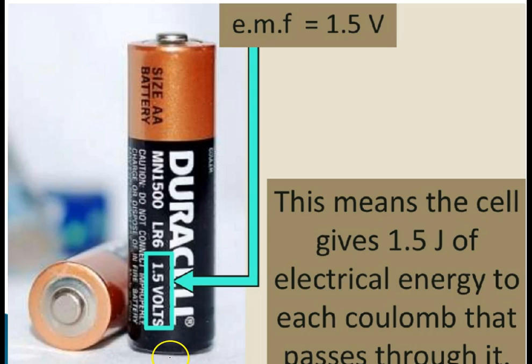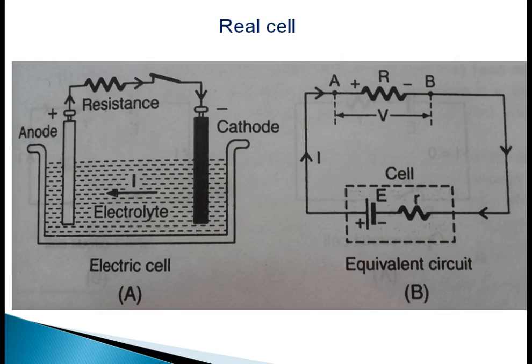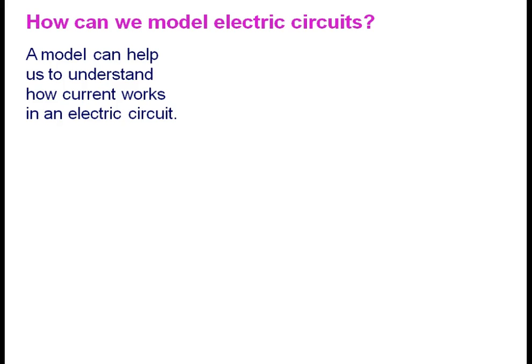If you purchase a cell from the market and it is written 1.5 volt, it means it is the voltage when the cell is in open circuit, because when you use the cell, this voltage will decrease. So 1.5 volt means the cell gives 1.5 joule of electric energy to 1 coulomb of charge that passes through it. This is the real cell. You will see the right hand side diagram in the numericals, but in your brain you have to think of the left type situation. There are positive and negative ions. There is internal resistance due to the electrolyte, and this is the external resistance.